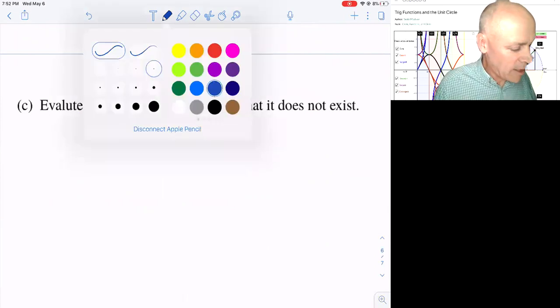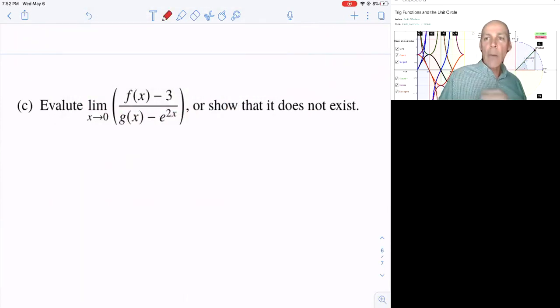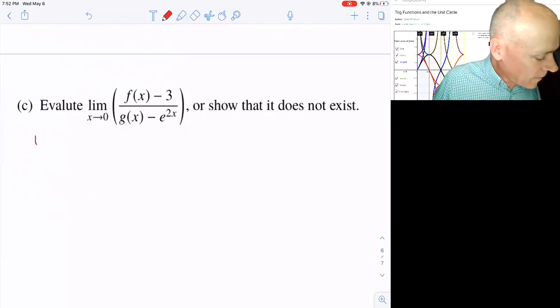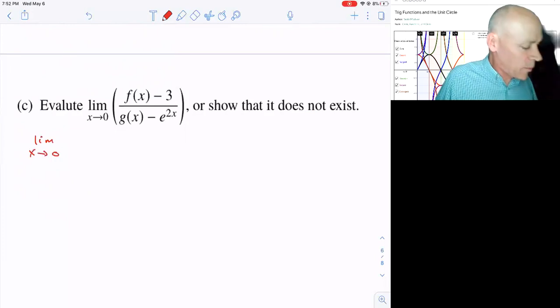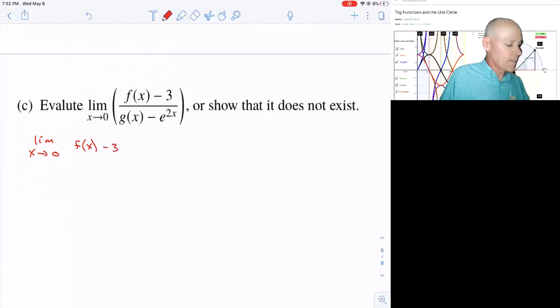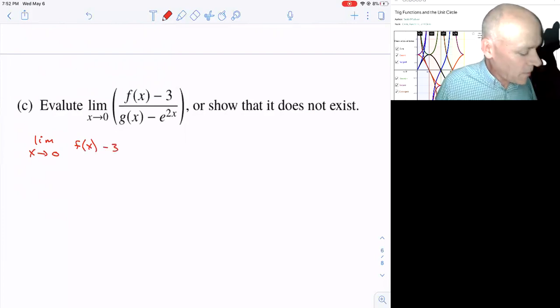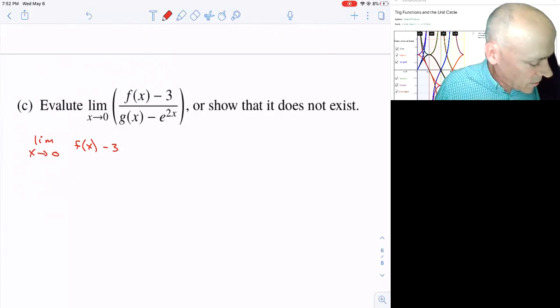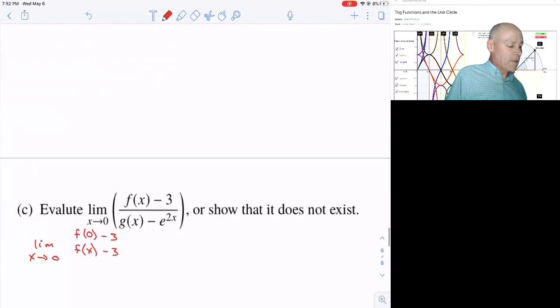And this is important. The way we have to do that is break up and show two limit expressions, one for the numerator, one for the denominator. Okay, so the way I want to show it is this way. The limit as x approaches 0 of just the numerator, f of x minus 3. Well, to do that, I would just plug in. So this is really going to be f at 0 minus 3. Well, what's f at 0?